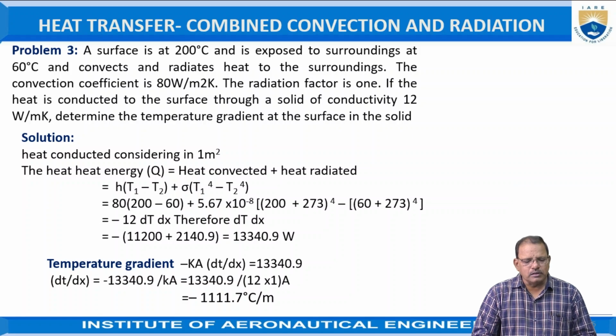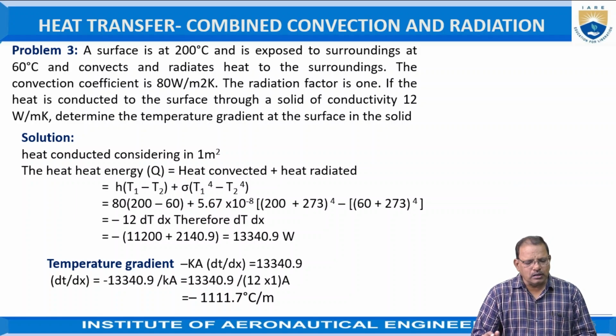Here is another problem. A surface is at 200 degrees centigrade and is exposed to surroundings at 60 degrees centigrade, and loses heat to the surroundings by convection and radiation. The convection coefficient is 80 watts per meter square per degree Kelvin. The radiation factor is 1. If the heat is conducted to the surface through a solid of conductivity 12 watts per meter per degree Kelvin, determine the temperature gradient at the surface in the solid.